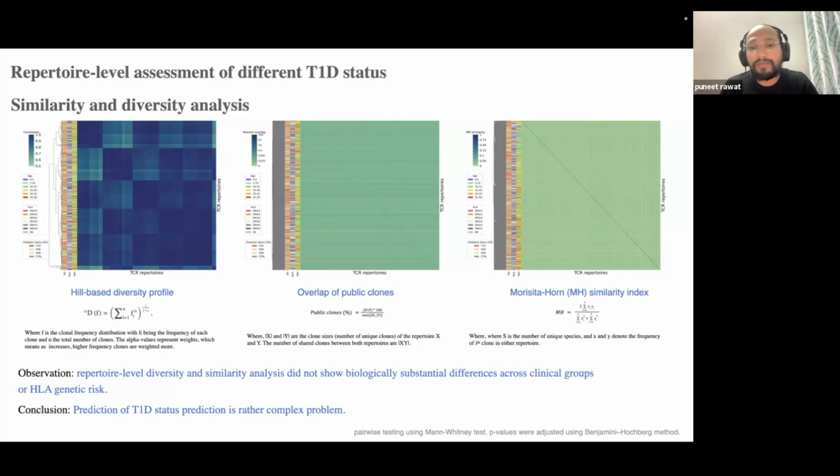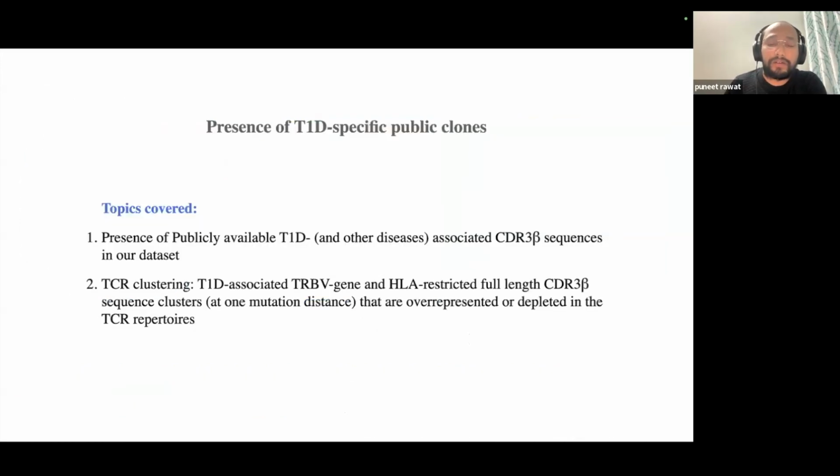The difference here between the public clones and the Morisita-Horn index is that public clones do not consider the clonal frequency, whereas the Morisita-Horn considers the clonal frequency. Since we didn't see any difference at the repertoire level, we thought: can we find T1D-specific public clones? And we used two different analyses.